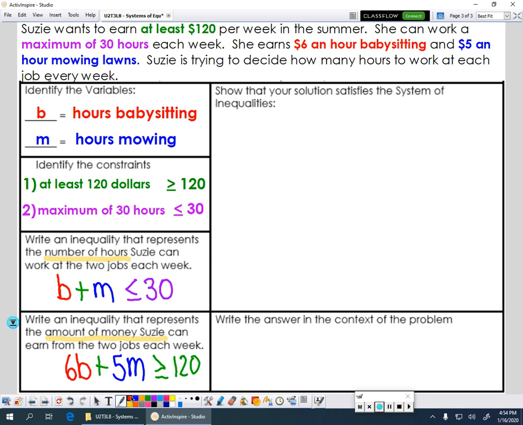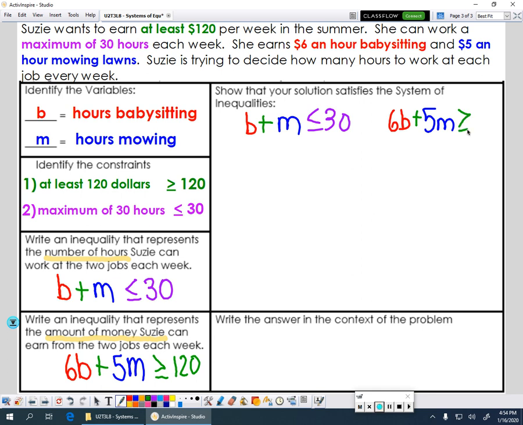So I'm going to start off by writing these two inequalities here. Bear with me for just a second while I write them out. I do want to keep my colors the same, and there's a reason for that. I'll explain it at the end. My second inequality would be 6 hours babysitting and 5 hours mowing grass, and that needs to be more than $120.